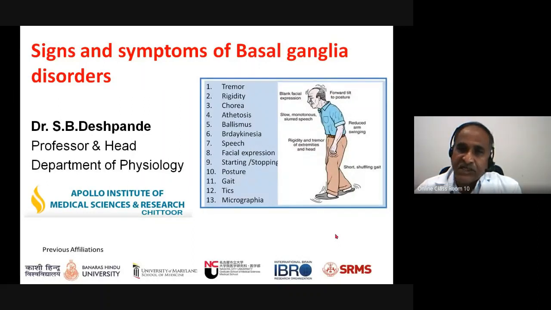In today's lecture, I would be focusing on the signs and symptoms of basal ganglia disorders. Here in this particular chart, I have enumerated all the signs and symptoms along with a picture of the Parkinson's patients, which I would be explaining in due course.